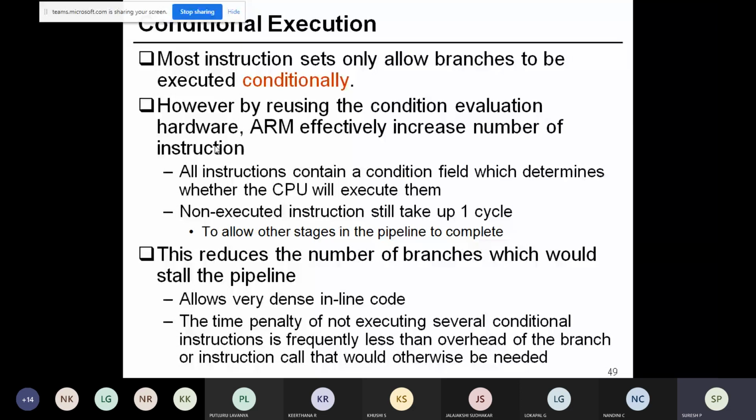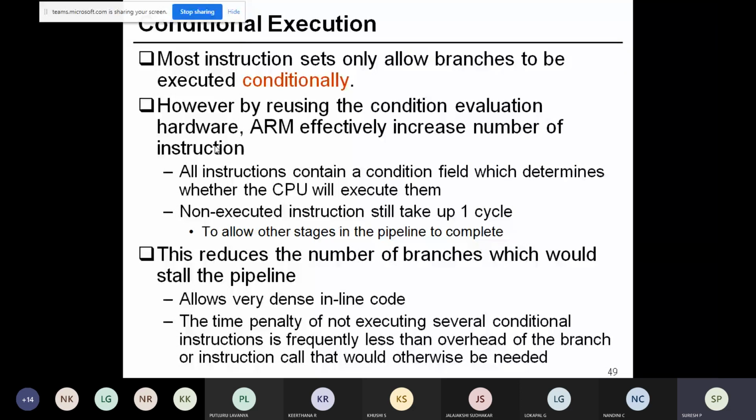First we will see what conditional execution means. Later we will see the different data flow instructions. I am just going through the basics of your instruction set. In conditional execution, most instruction sets allow branches to be executed conditionally, that means depending upon some condition. Assume you have the flags. What are the 4 flags we have studied?